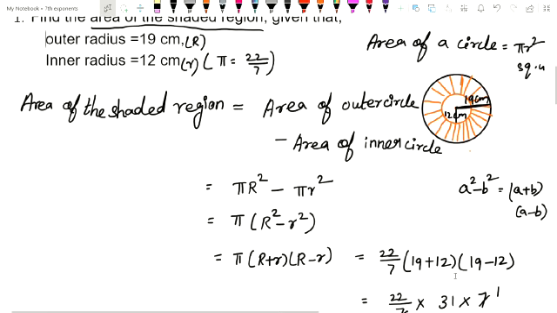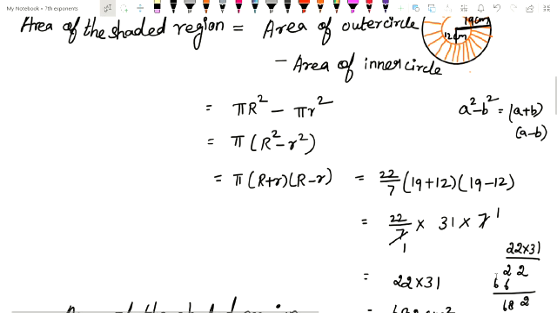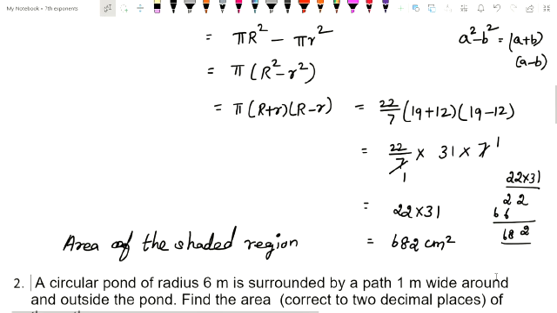Now substitute the values, 19 plus 12, 19 minus 12. 19 plus 12, what are you getting? 31 into 19 minus 12, 7. Cancel the 7, what is remaining? 22 into 31. While multiplying, what are you getting, children? 682 centimeters square. Is it clear, children? Okay children, see the next one.